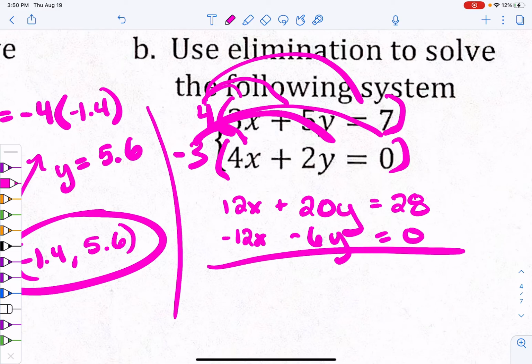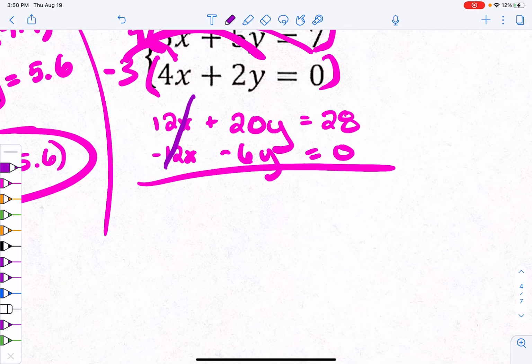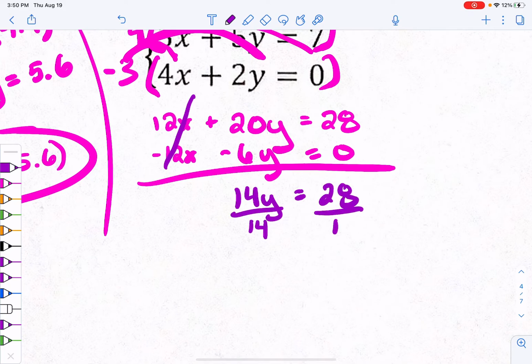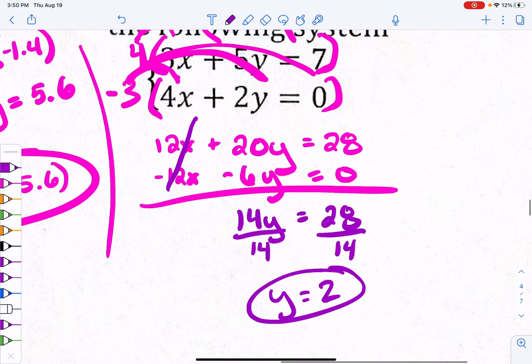And now we're allowed to eliminate. The 12x and the negative 12x go away. And then 20y minus 6y is 14y equals 28 when I add those two together. Okay? Divide by 14, and we get y equals 2. And that's part of the answer. Now we plug back in.